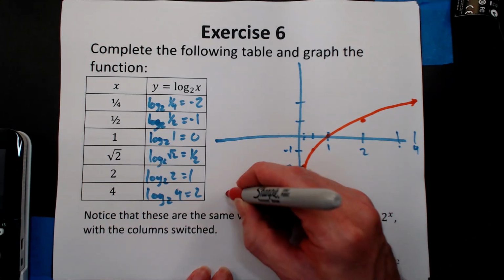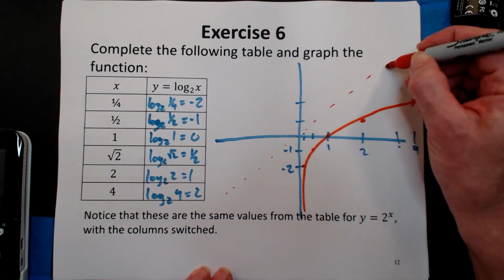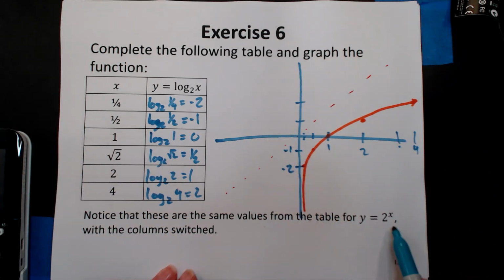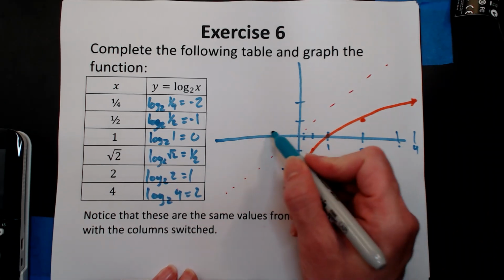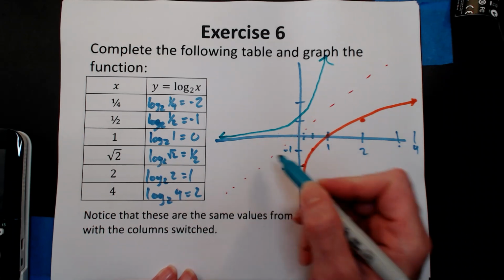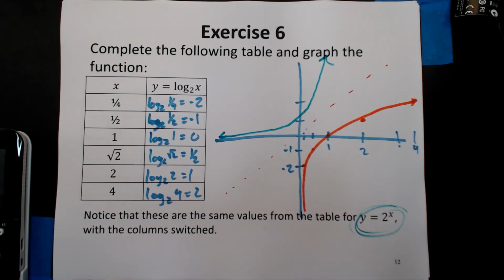The exponential function is reflected along the line x equals y, and that function, where we had y equals 2 to the x, that was the graph that looked like this. So you can see how this is reflected across the line x equals y.